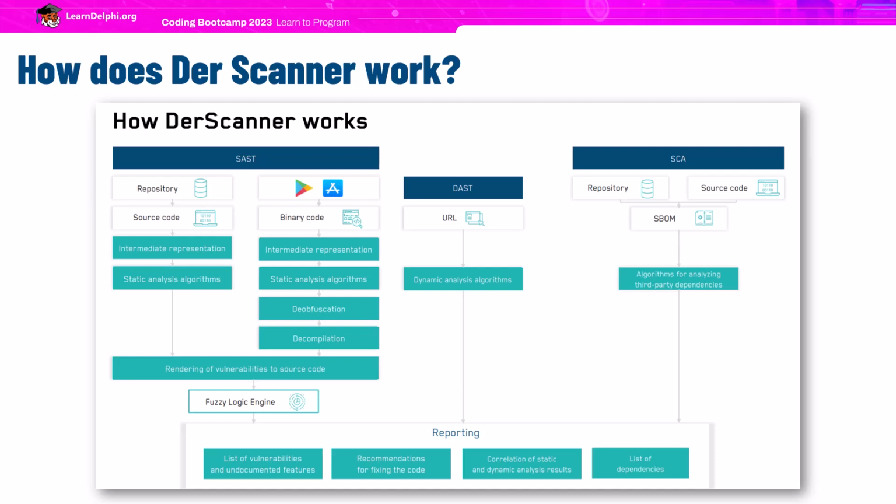The list of vulnerabilities and undocumented features in your app, which is another thing it does. It could be that there's not really an exploit in your app that's exploited by a hacker, but it could be that some crafty developer, especially if you've got a large development team, has decided to put an undocumented feature in there.